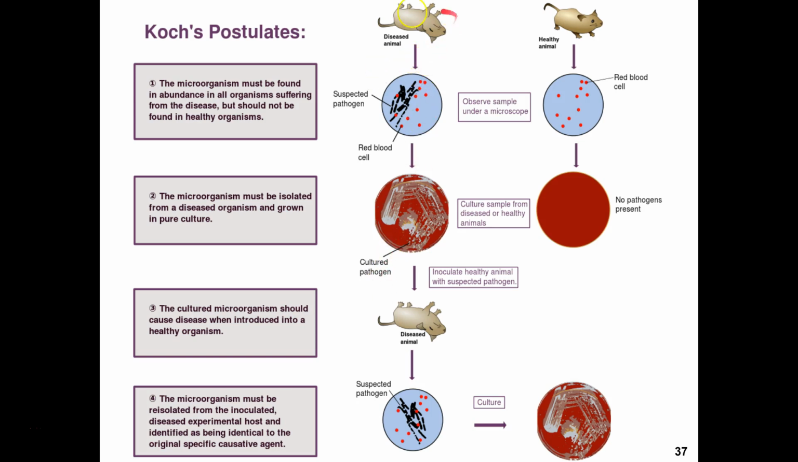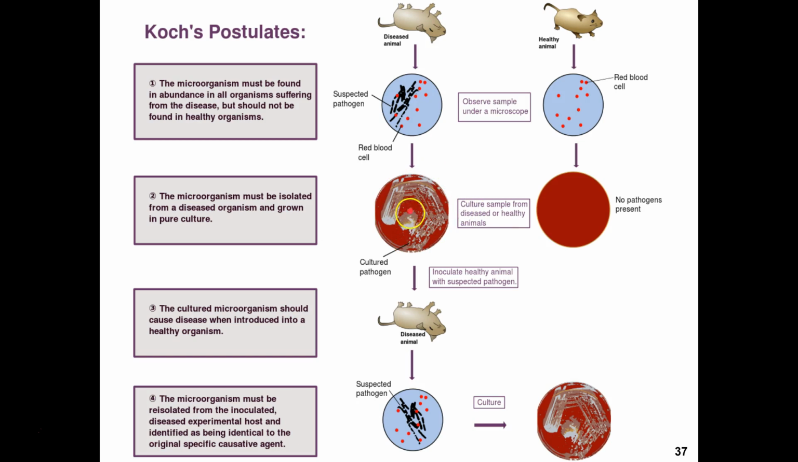So you have this diseased mouse over here, and you pull out this thing that you think is causing it, and you're able to grow it in pure culture, whereas in a healthy animal, you would not find this thing at all. It wouldn't be there. When you plate it, when you grow it up on a petri plate, nothing grows. Whereas with the diseased organism, you get this definitive growth pattern here.